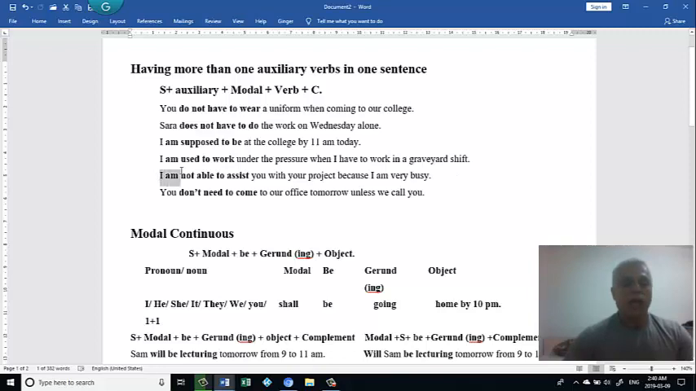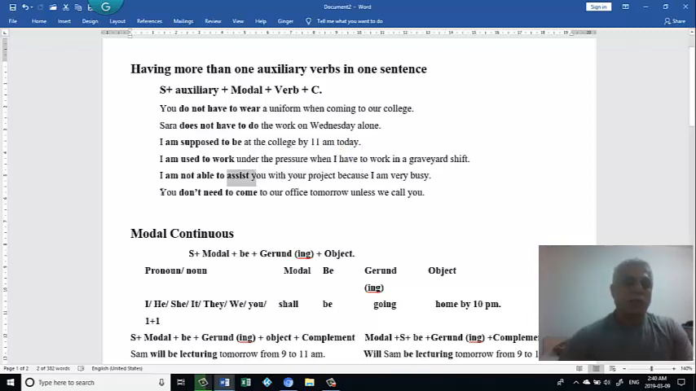If we look at this sentence, I am not able to assist you with your project because I am very busy. Here, I have a subject, I have auxiliary verb number one, which is "I'm not," then I have "able to," which is a modal, then we have the root of the verb "assist," then the other clause of the sentence.